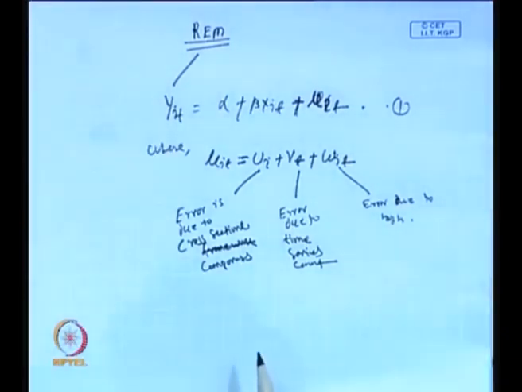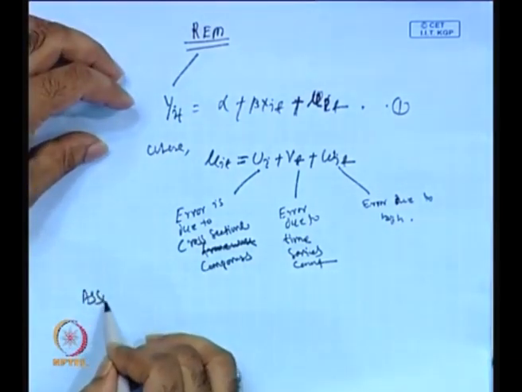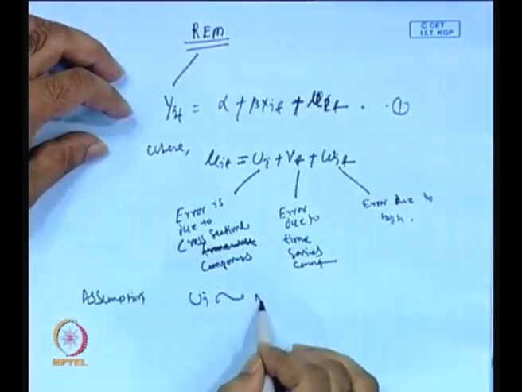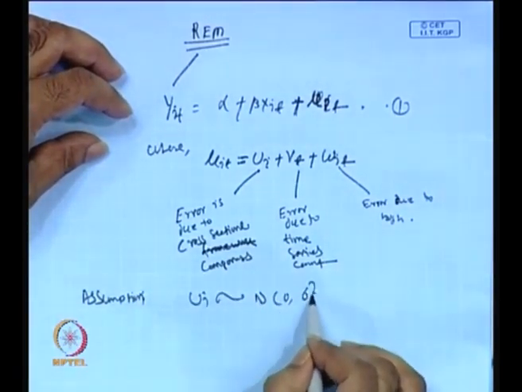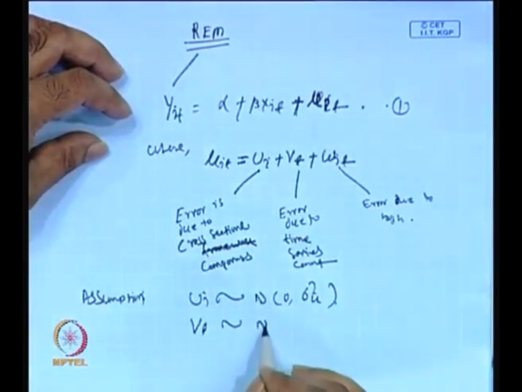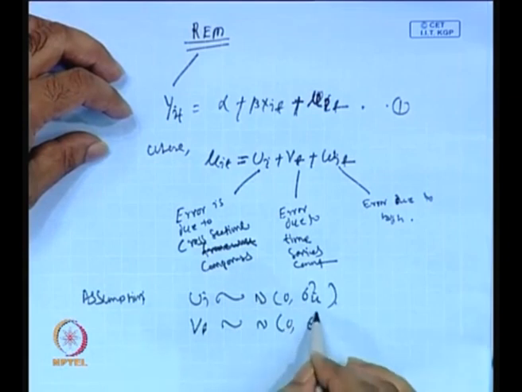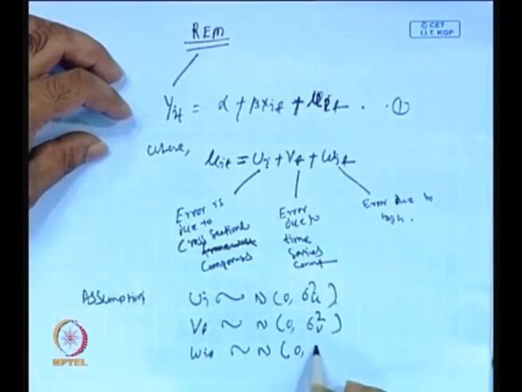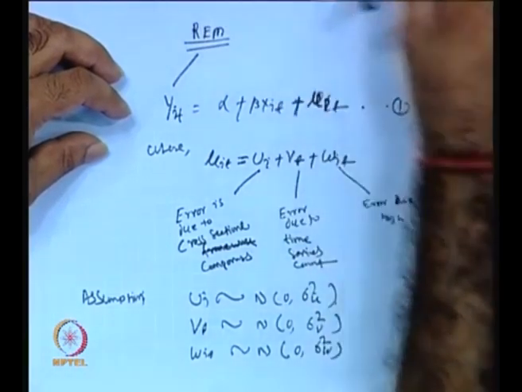So, here the standard assumption is that u_i will be normally distributed with zero mean and unit variance. Similarly, v_t will be normally distributed with zero mean and unit variance. And likewise, w_it will be normally distributed with zero mean and unit variance. So, this is how the structure is observed.